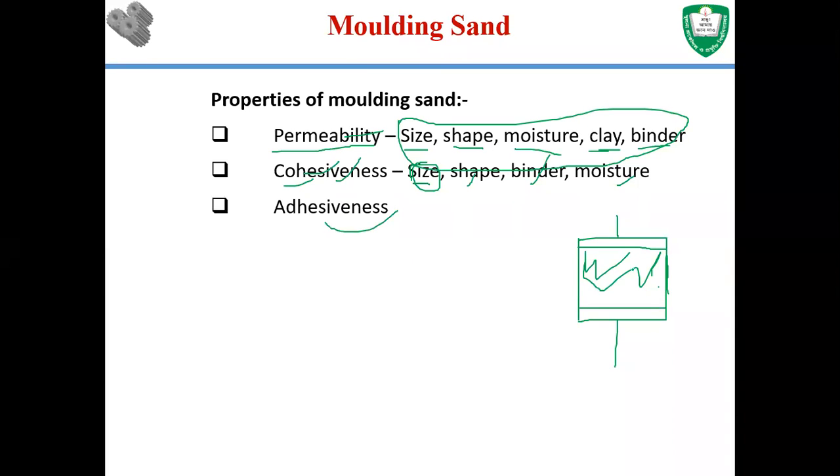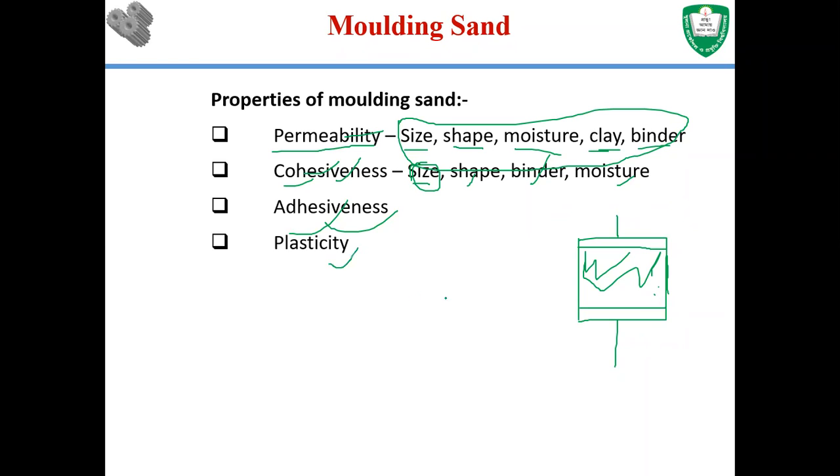The sand should properly stick to the surface of the material. Otherwise, if you raise the drag, all the sand will drop down. If you raise the cup from the ground, all the sand will go down. You don't want that. That is why you need adhesiveness. That means sand should stick to another material, or to the flask.